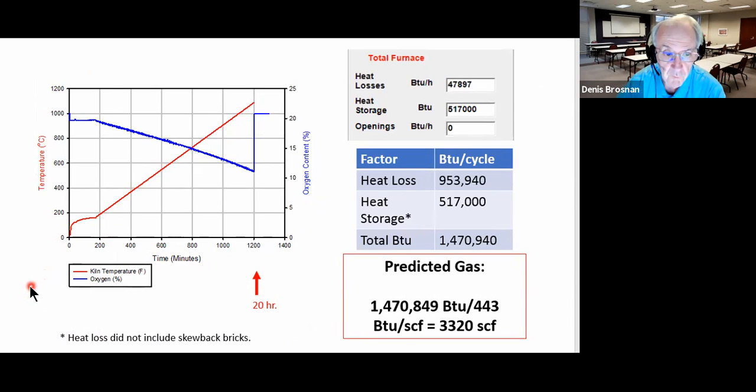We read the gas meter before we started this run. We read the gas meter after we started this run. And we computed the amount of natural gas that we used in this cycle.